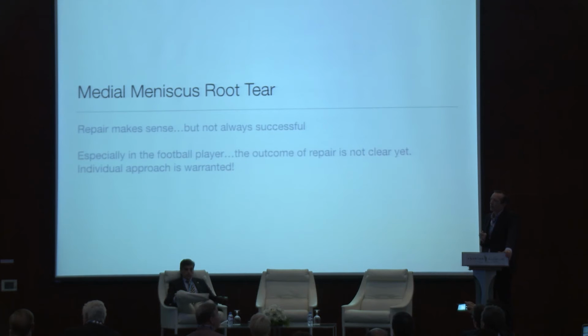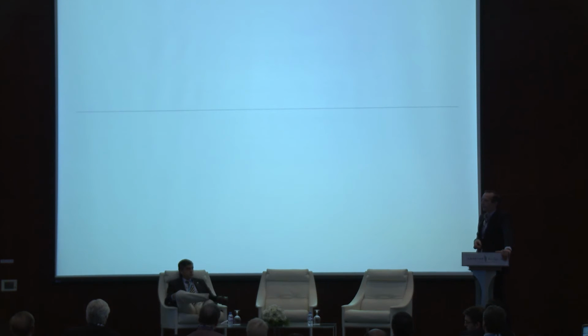Medial meniscus root tears, a repair makes sense, and you always have to discuss the options with your patient, but it's not always going to be successful, and this is, I think, what you have to discuss also with your patient. And especially in the football player, the outcome of repair is not clear yet at this point. And therefore, an individual approach is warranted. That means that you have to discuss the pros and cons with these patients, the time he's going to be out of the game, the chances that he's going to return to play, yes or no. So these are all very important things you have to discuss with your patient.